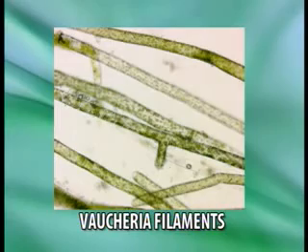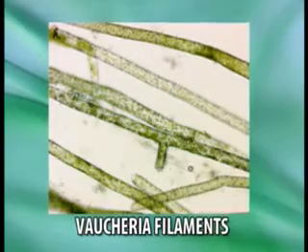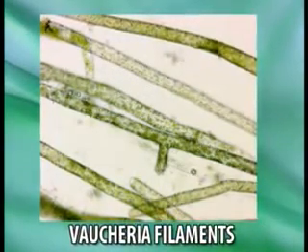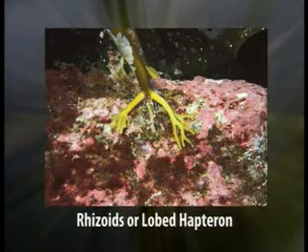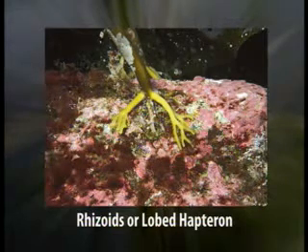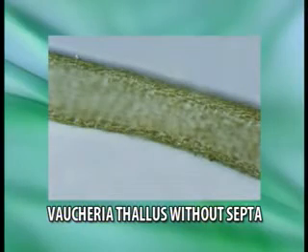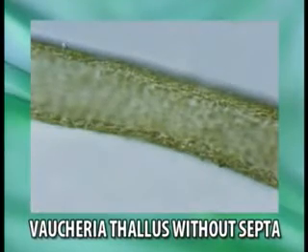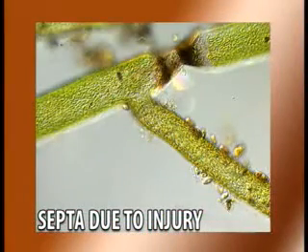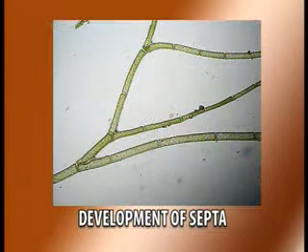Thallus structure. The thallus is composed of yellowish-green, cylindrical, coarse filaments branched at irregular intervals. In terrestrial species, the thallus is attached to the substratum by small tufts of colorless rhizoids or a lobed hapteron. The aerial filaments possess monopodial branching and apical growth. As there are no septa or cross walls, the protoplasm is continuous along its entire length. Septa occur only during injury and formation of reproductive structures.